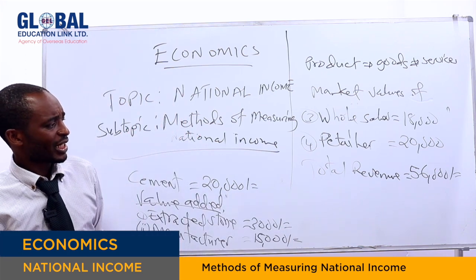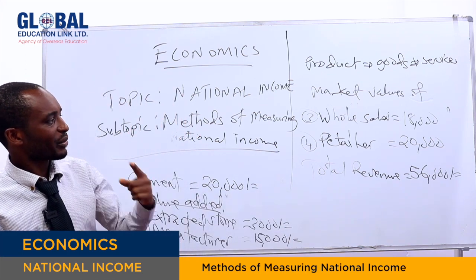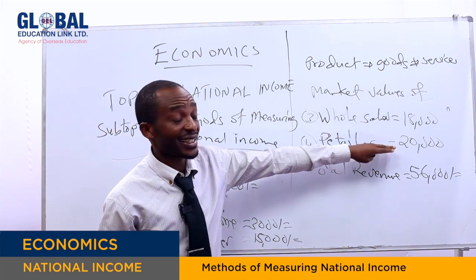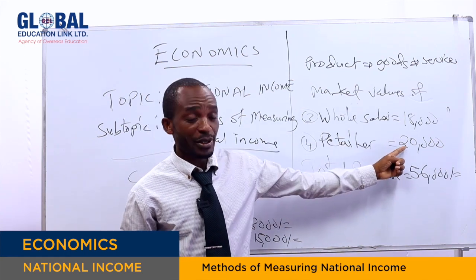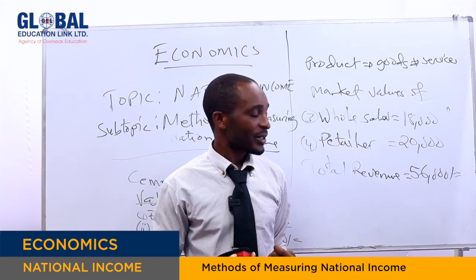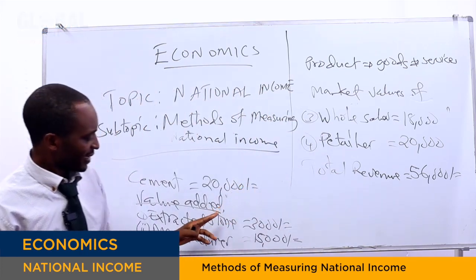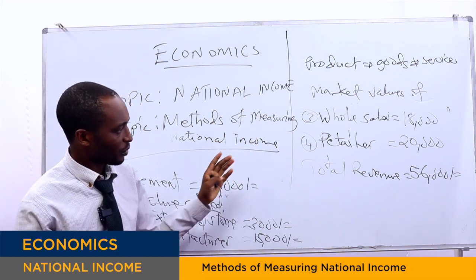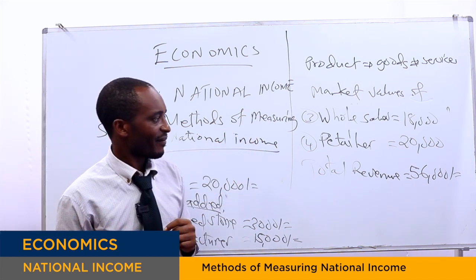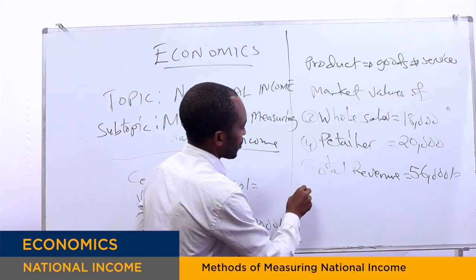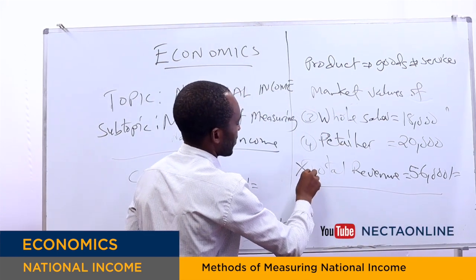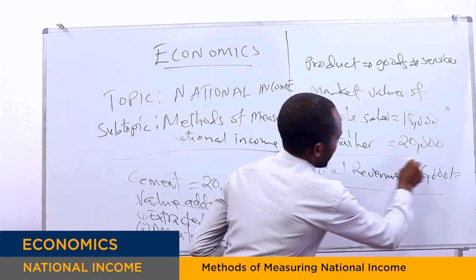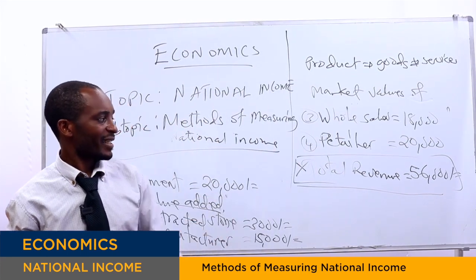Now, in order to find the national income using the product method, you need to take the final price, which is the final price of the retailer, when the product is sold and goes directly to the user. Now, to avoid the double counting of persons 1, 2, 3, and 4, you need to use the value added. So this is not the national income, so don't use this one.